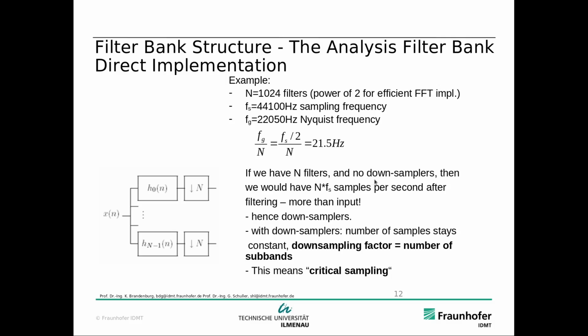So we have N filters and no downsamplers. Then we would have capital N times fs samples per second after filtering, much more than the input. Hence we need the downsamplers. With downsamplers, the number of samples stays constant, and that means we have a downsampling factor equal to the number of subbands, and this is called critical sampling. Critical sampling, because we cannot go lower, as then we would lose information. Critical sampling maximizes the downsampling rate just before we lose information.